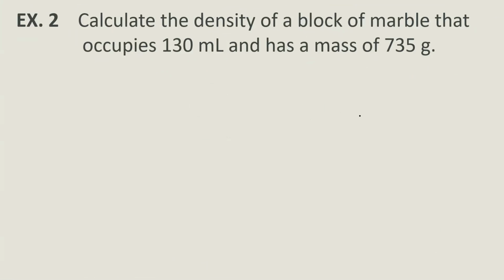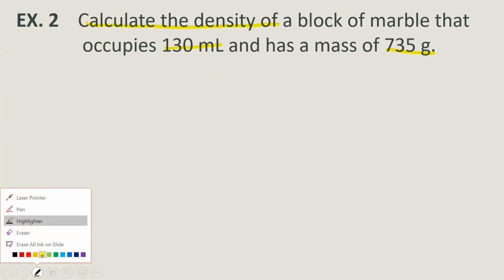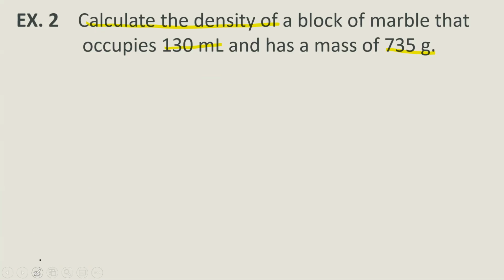All right, example 2. Try it out on your own. Calculate the density of a block of marble that occupies 130 milliliters and has a mass of 735 grams. Once again, where are the important parts? I have this number with a unit, I have this number with a unit, and I'm calculating density. Okay, so once again, I need to use the general density equation. Density equals mass divided by volume.